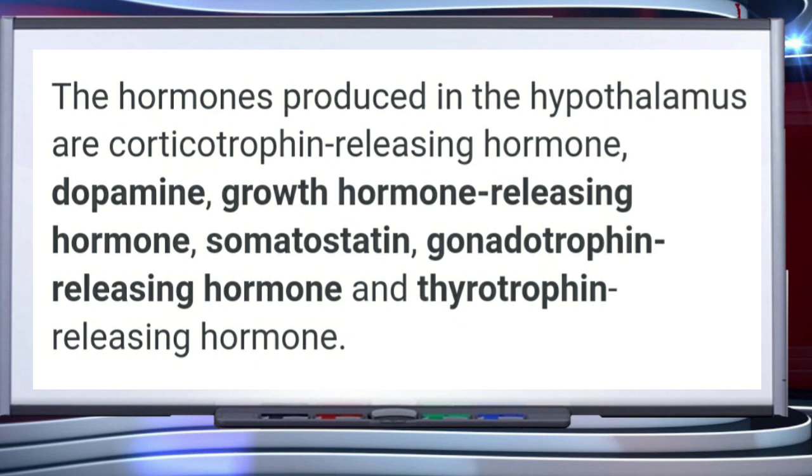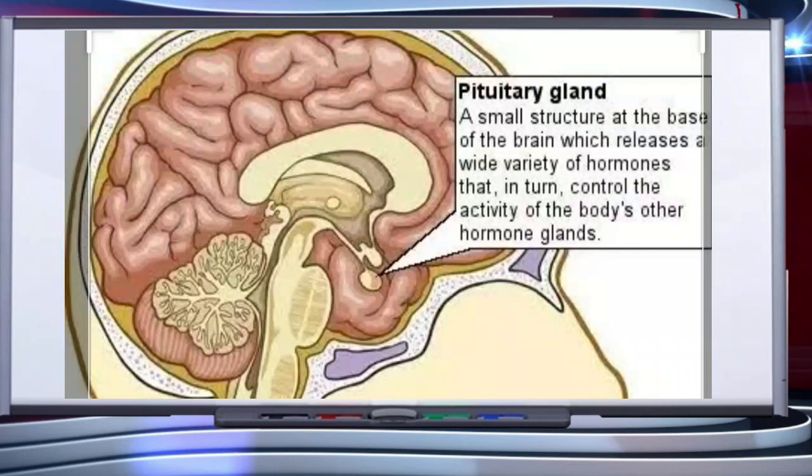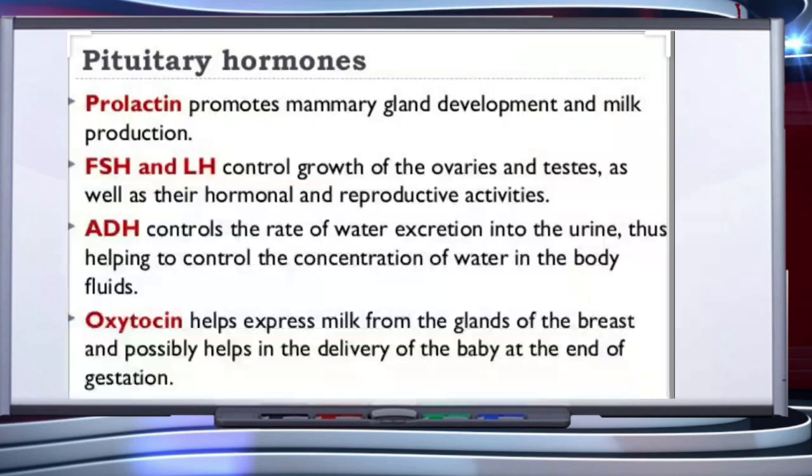The hormones produced in the hypothalamus are corticotrophin releasing hormone, dopamine, growth hormone releasing hormone, somatostatin, gonadotrophin releasing hormone, and thyrotrophin releasing hormone. The pituitary gland is located in a bony cavity called sella turcica and is attached to the hypothalamus by a stalk. This slide shows hormones released by pituitary gland.